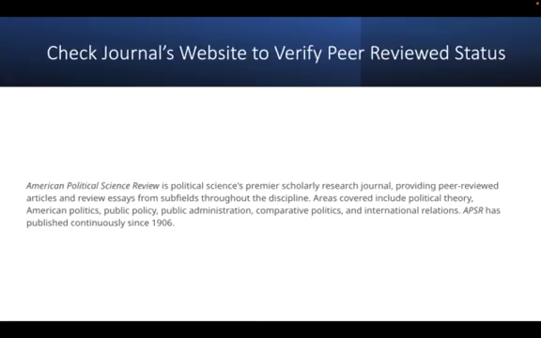So we really want to check the journal's website to verify whether or not it has peer-reviewed status. And certainly the American Political Science Review fits that bill. It accepts manuscripts from all across the subfields in political science: political theory, American politics, public policy, public administration, comparative politics, and international relations. It's been published continuously since 1906, so it's one of the oldest journals in political science. It accepts about 10% of the articles that are submitted to it, so it's very hard to be published in it.